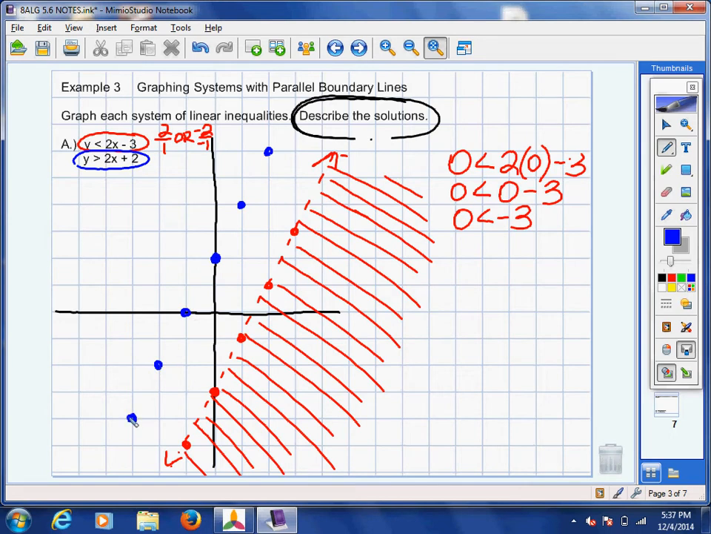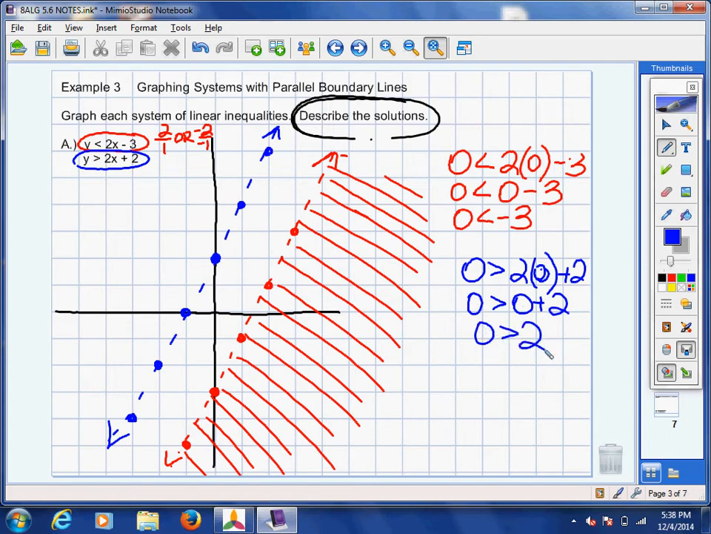Again, a dash line. We are not going to draw a solid line because it's not equal to, and we're going to dash it just like that, and then we have to determine where the shading goes. So I'm going to do 0, 0 as a test point. Is 0 bigger than 2 times 0 plus 2? Is 0 bigger than 0 plus 2? Is 0 bigger than 2? No. So you can't shade the right side of that blue line. You're going to have to shade the left side.